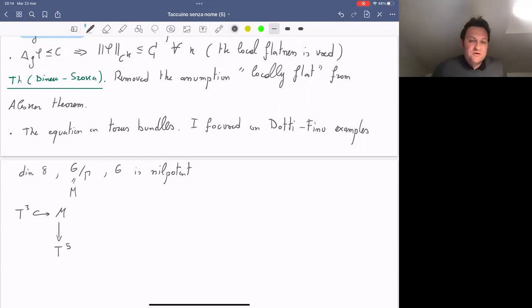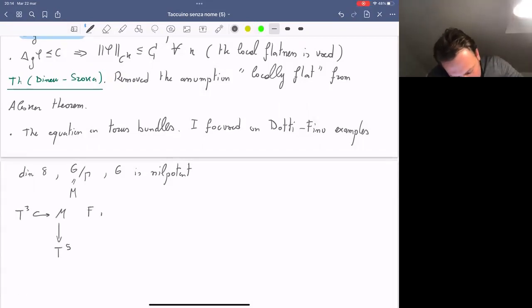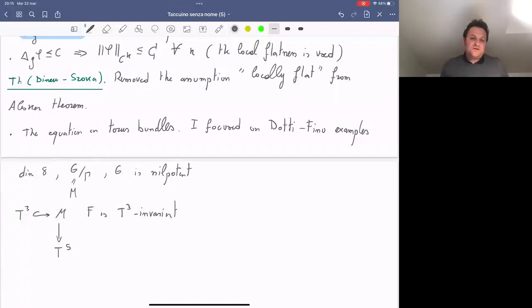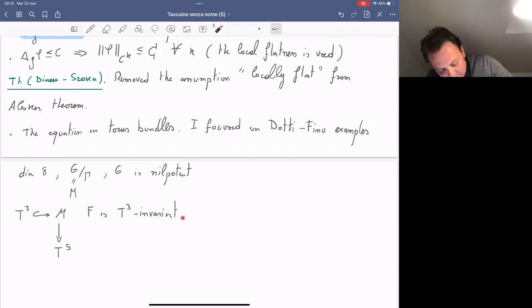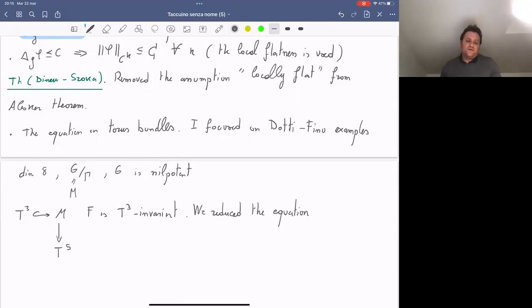So I focus on the equation when the datum f is T3 invariant. What happens in this situation? Of course, we can use the ansatz that the solution is also T3 invariant, and in this way we have an equation on the 5-dimensional torus, which is more manageable than the original one. Under this assumption, we reduce the equation to the following one on the 5-dimensional torus.